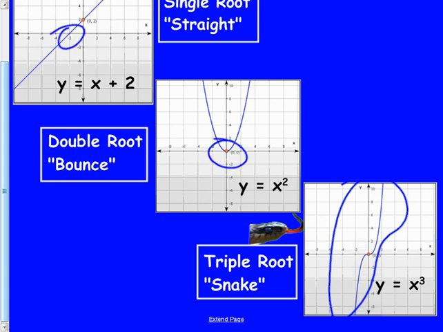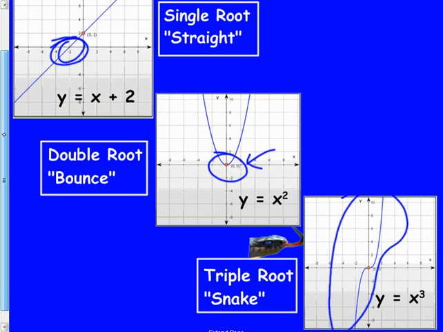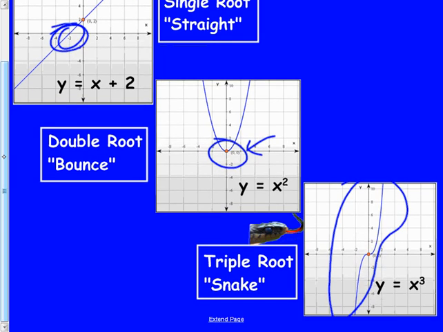See how that one bounces right here? That's called a bounce. This one just goes right through at its root. It's called a cut through. This one is called a straight. I guess I don't call it a straight. I call it a cut through. That's what we call it in pre-calc. And this kind is called a snake. And it's how it interacts.